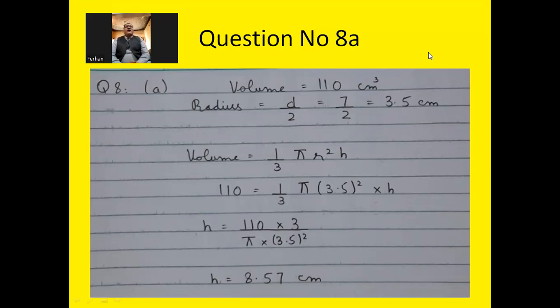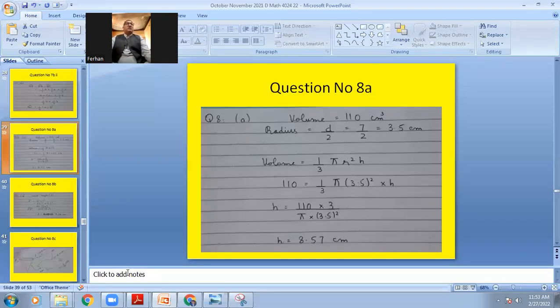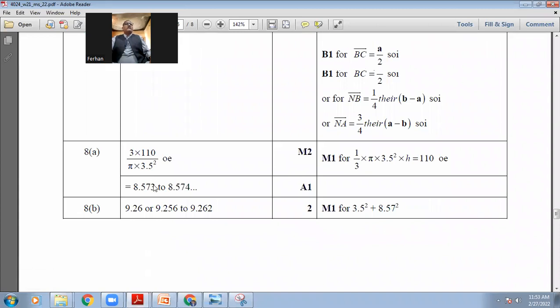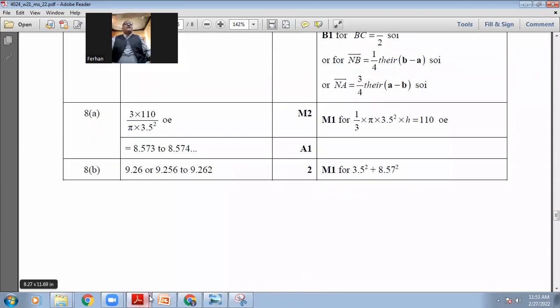We will make the h alone on one side. So you will have 110 multiplied by 3, divided by pi, divided by 3.5 square, and that will be 8.57. So the height of the cone is 8.57. Let's have a look at the marking scheme. 8.57, our answer is right, sir.